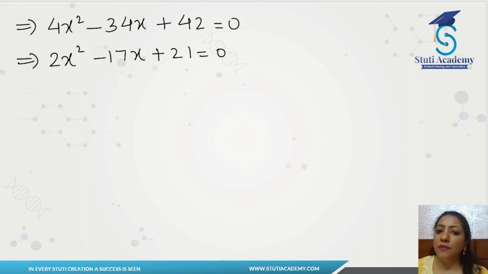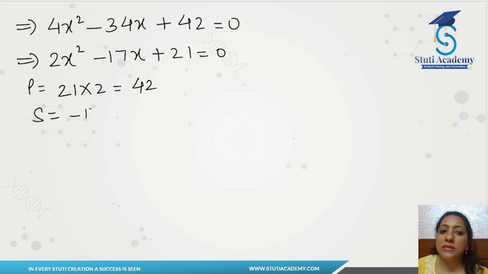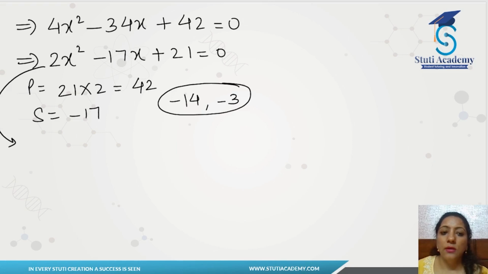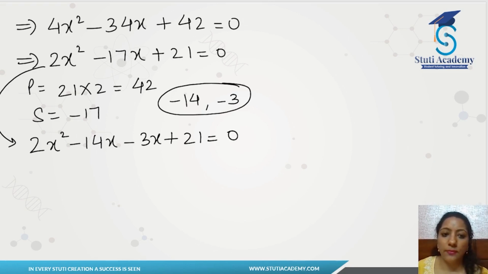Now we are going to solve this by factorization method. We want two numbers whose product is 21 into 2. That is 42. And then we want the sum as minus 17. So if we take minus 14 and minus 3, that is going to give us the product positive 42 and will give us the sum minus 17. So this will become 2x square minus 14x minus 3x plus 21 is equal to 0.